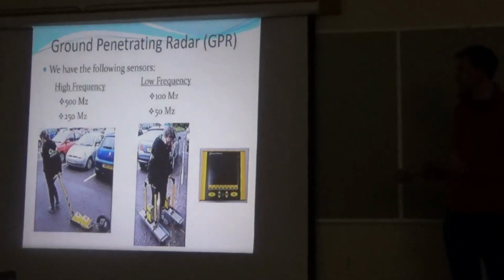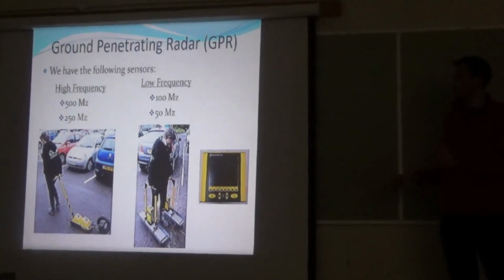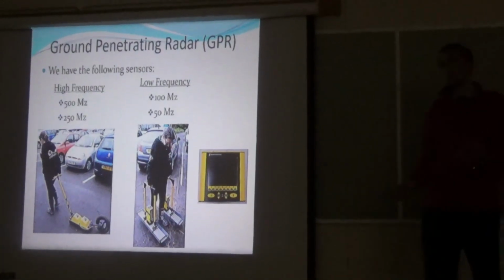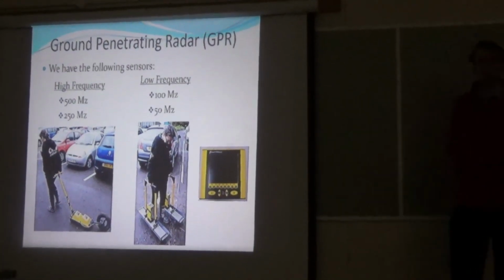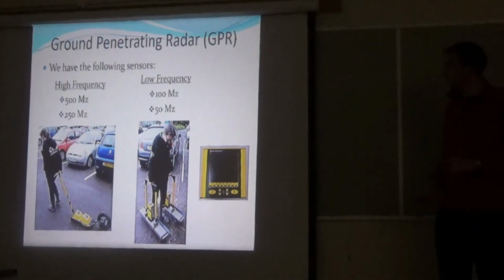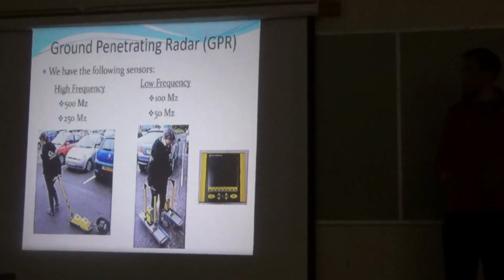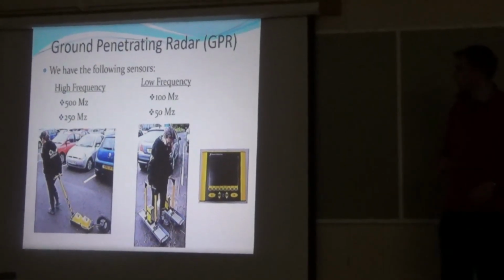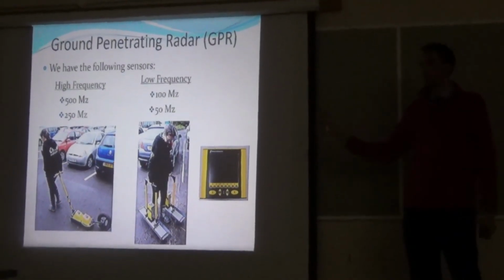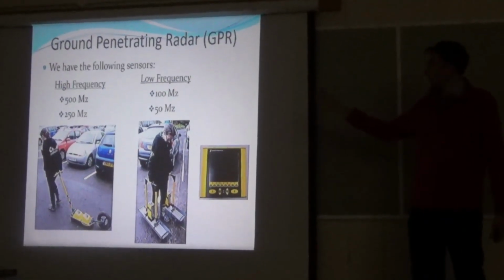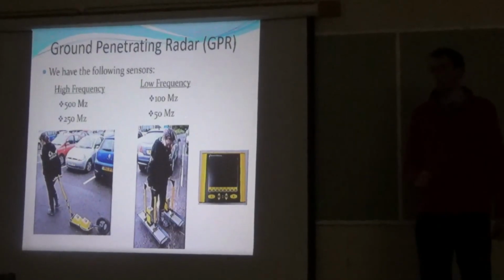So the other technique we're going to discuss is ground penetrating radar. This is a newer technique. It's only been used in archaeology in about the last 20 years. You get lots of different frequencies of sensor. So at the university, we mainly use 4 types of sensor. So we use high frequency sensors. So these are 500 and 250 megahertz.